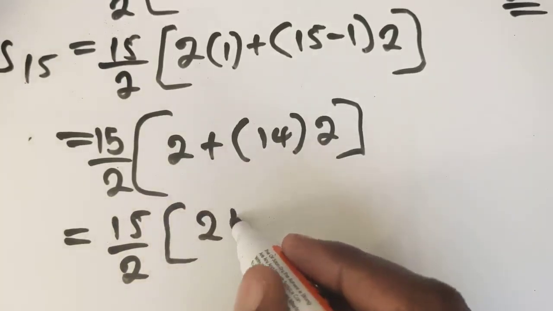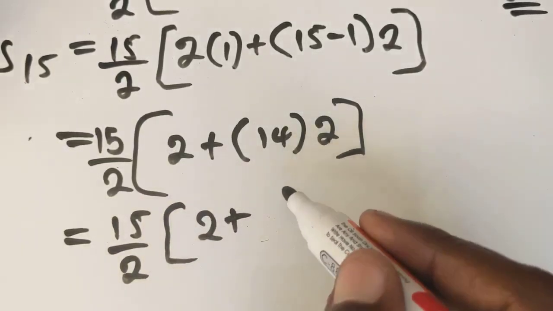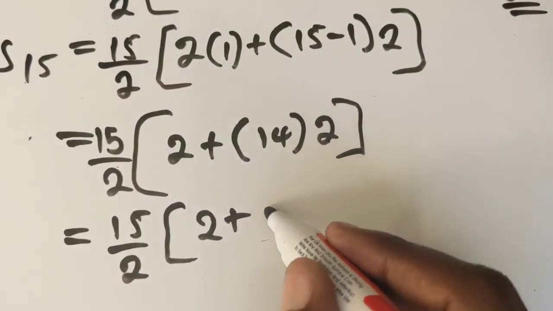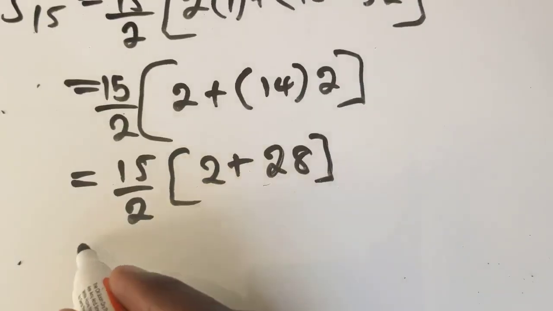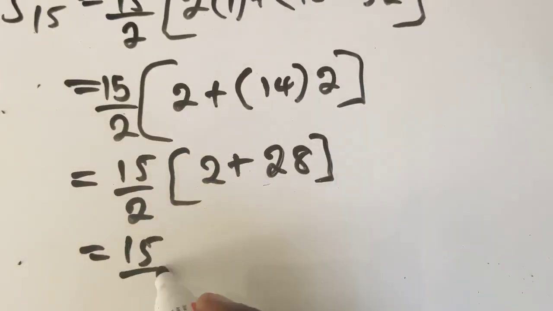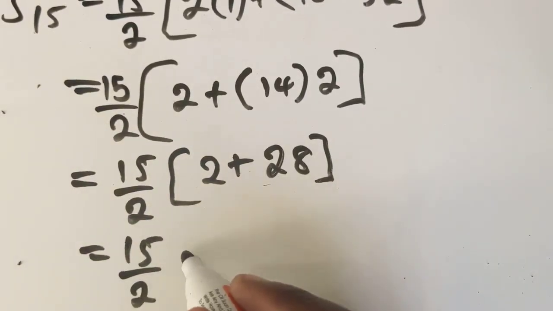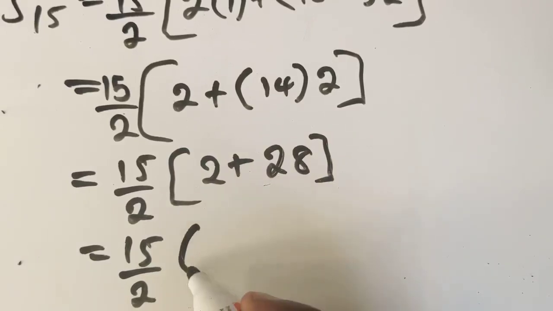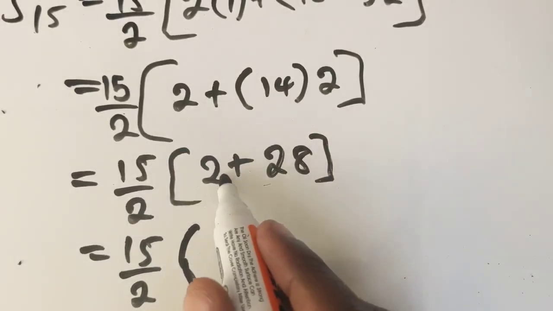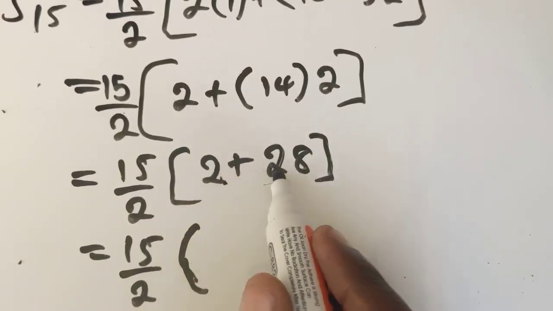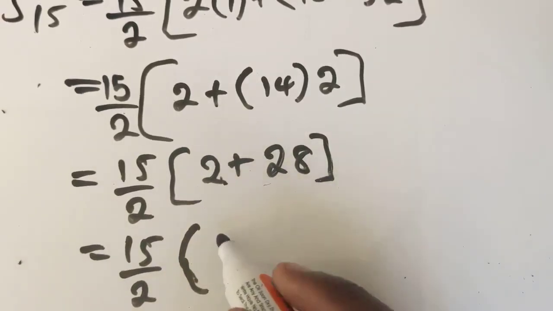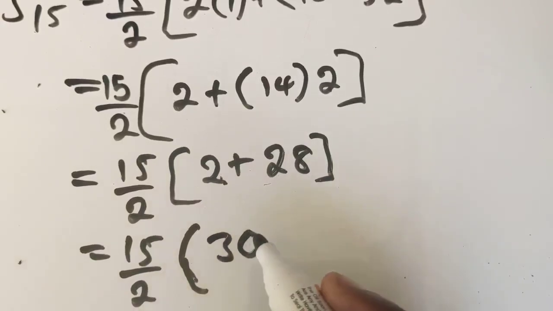Plus 2 times 14. 2 times 14, you find that the answer is 28. So now you go on with 15 over 2, then just put the brackets. That is 2 plus 28, that is 30.